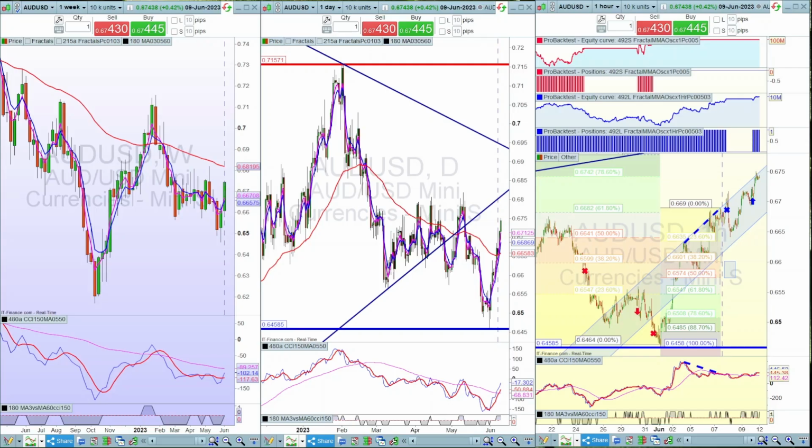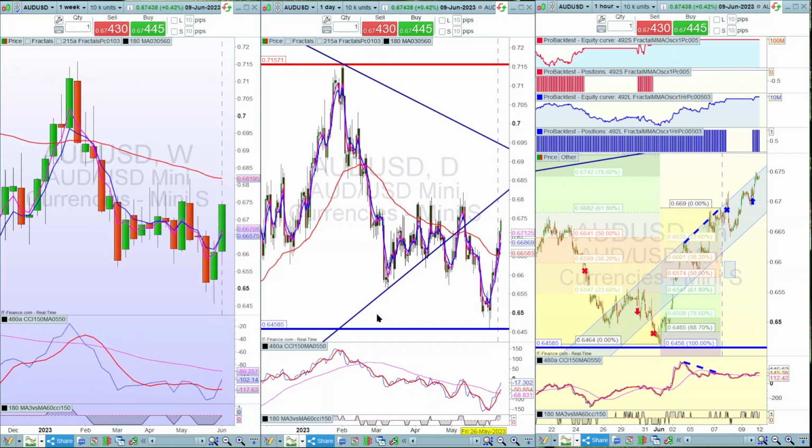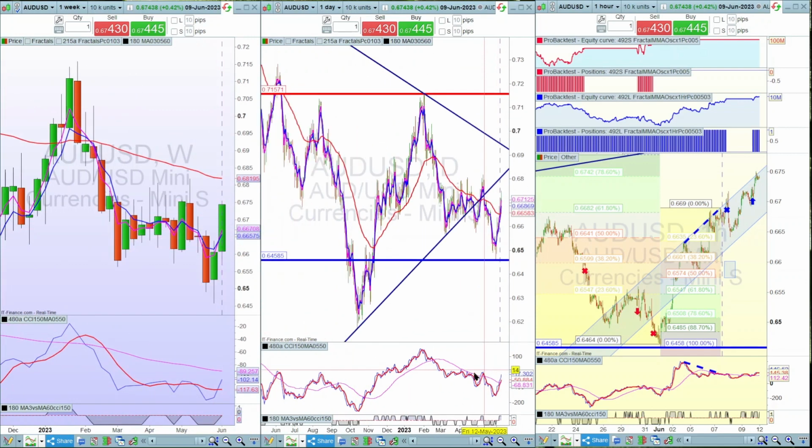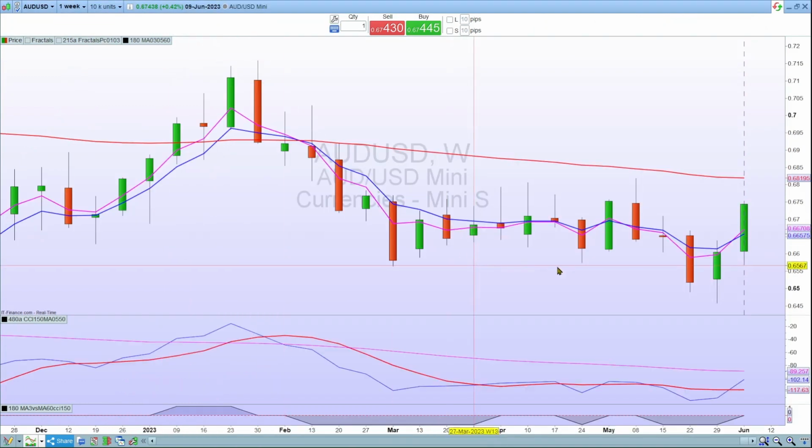Today is June 10, 2023. This is the Aussie US currency update. You can see here on the weekly, we just broke up into a neutral positioning with that big bullish candle this week. As well, we're in a neutral and we're also in a bullish movement on the daily. So carefully going long and looking at these in more detail.